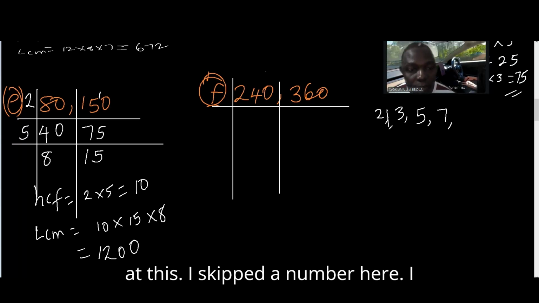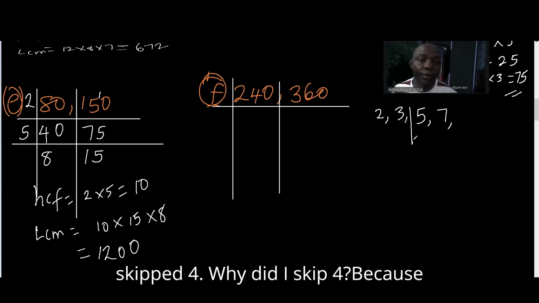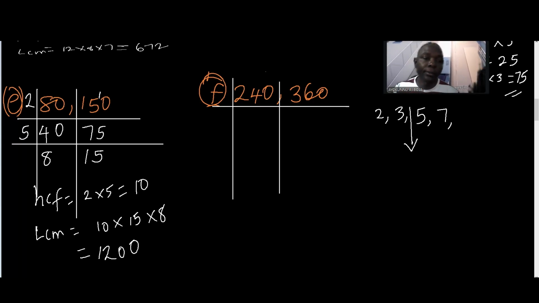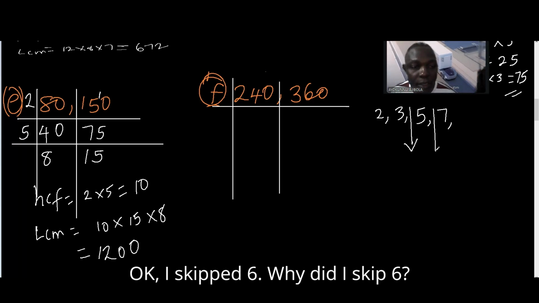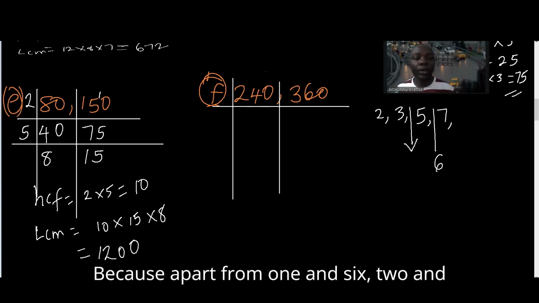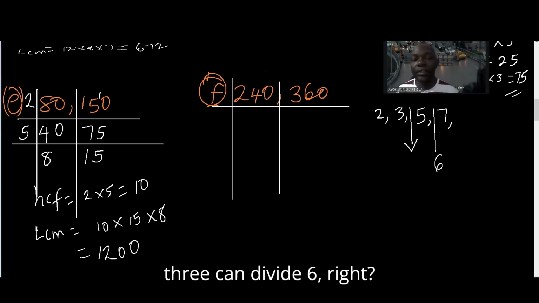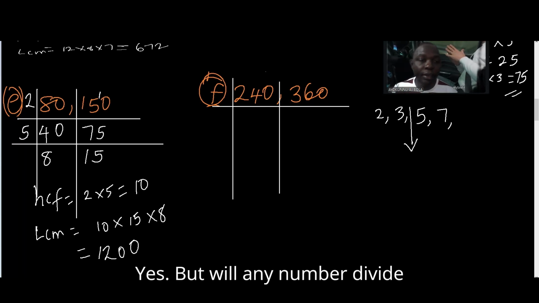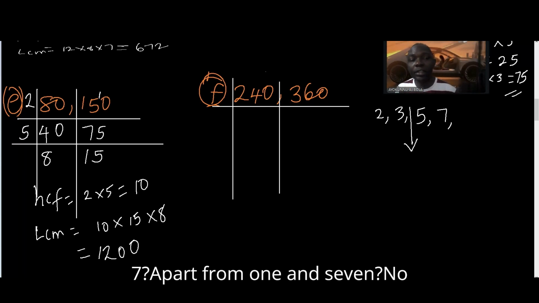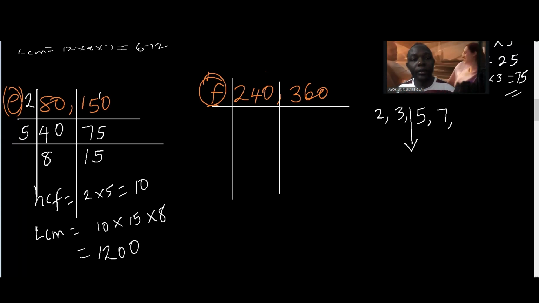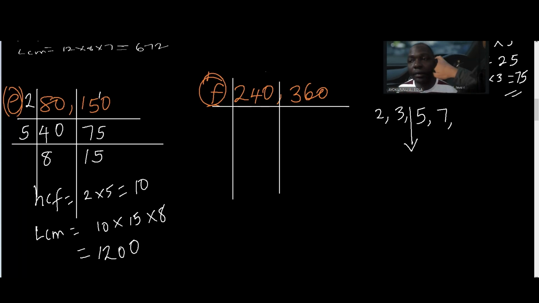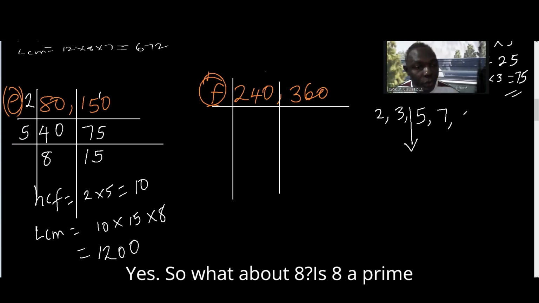Now, look at this. I skipped a number here. I skipped 4. Why did I skip 4? Because apart from 1 and 4, 2 can also divide 4. So it's not a prime number, okay? I skipped 6. Why did I skip 6? Because apart from 1 and 6, 2 and 3 can divide 6, right? But will any number divide 7 apart from 1 and 7? No. 1 can divide 7 to give 7. 7 can divide 7 to give 1, right? So what about 8?